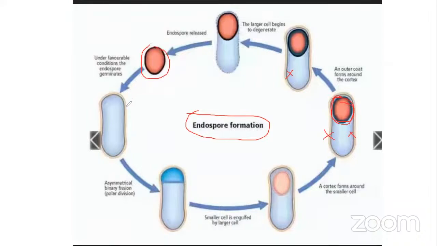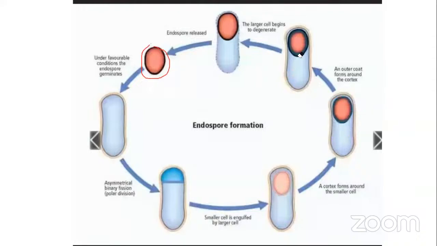When the favorable condition reoccurs, it develops into a new bacterium. So this is called an endospore. This is called a spore, which is formed inside the bacterial cell. That's why it is called an endospore. Is it clear? Yes.